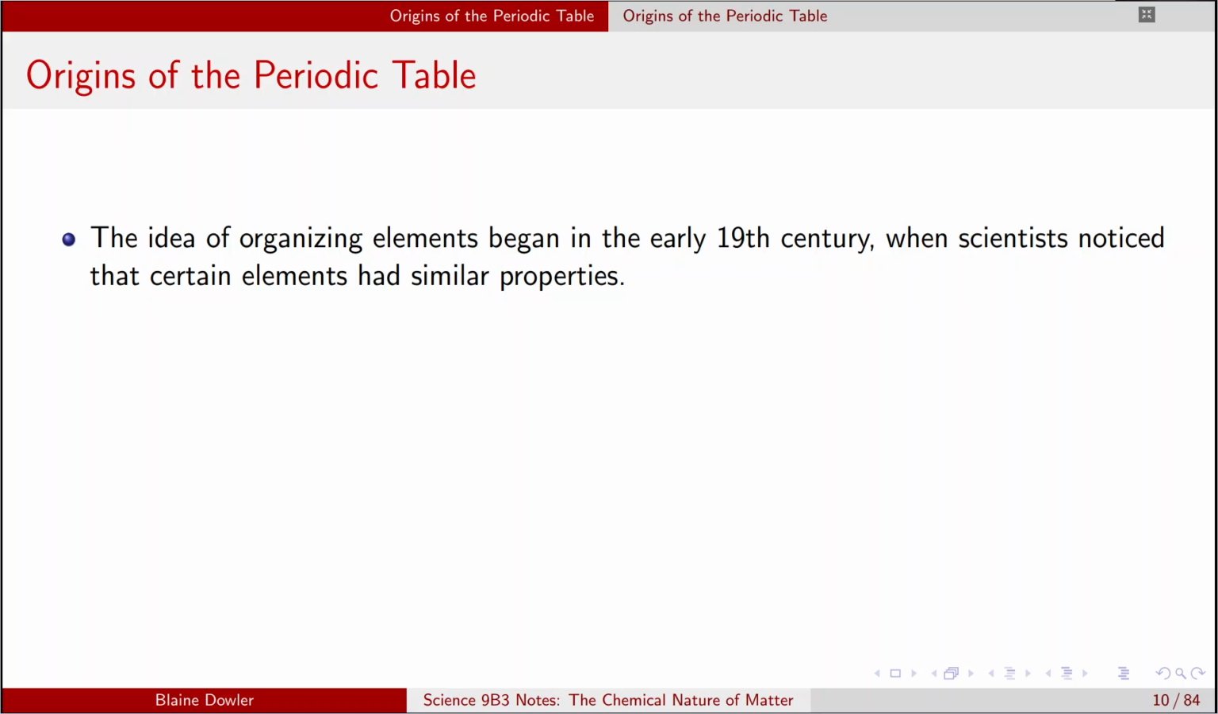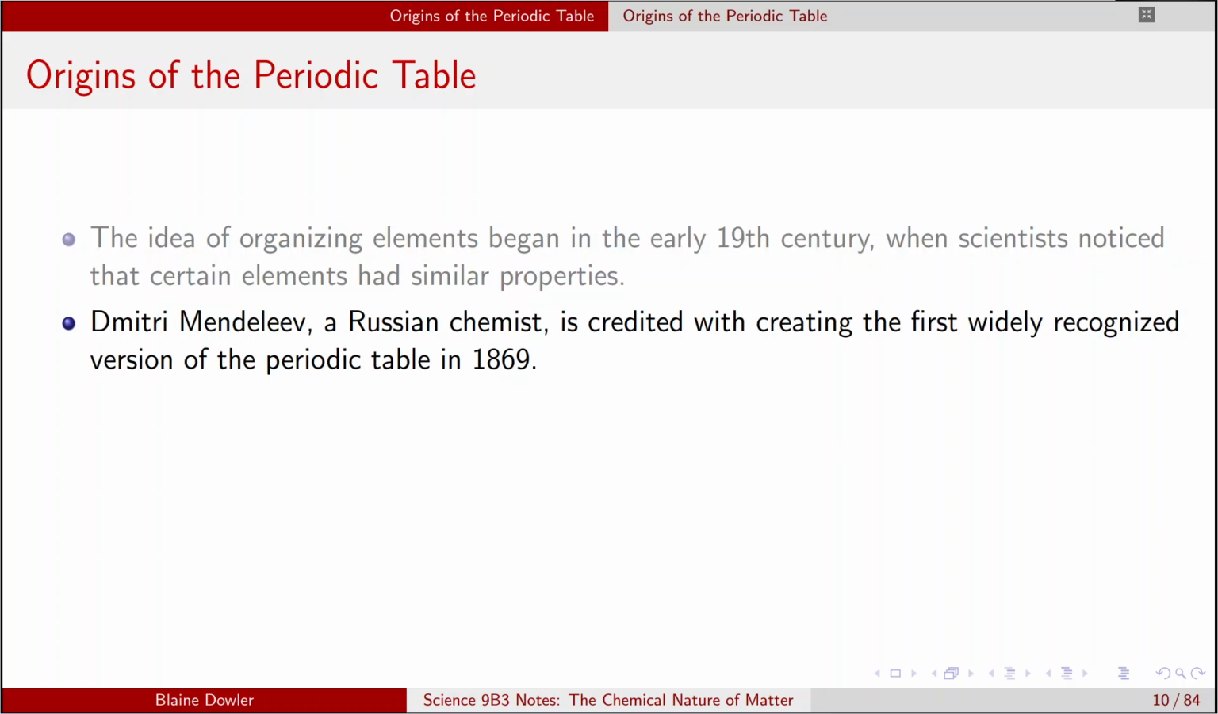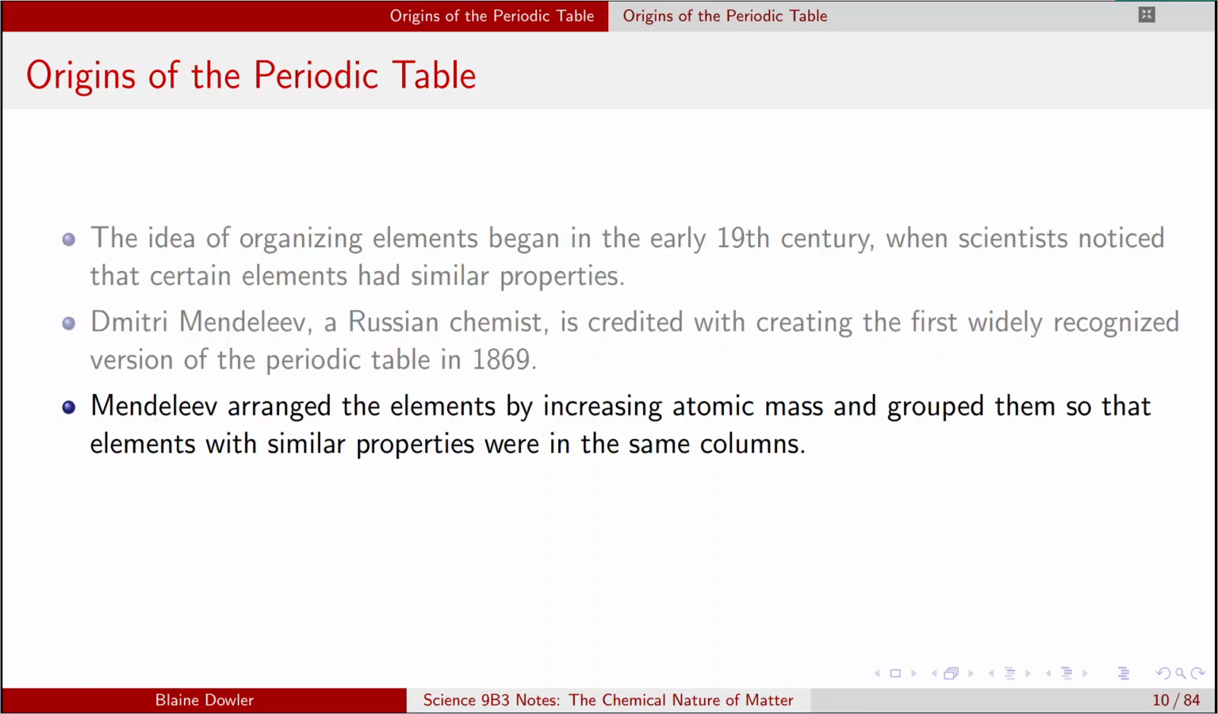Origins of the periodic table. The idea of organizing elements began in the early 19th century when scientists noticed that certain elements had similar properties. Dmitry Mendeleev, a Russian chemist, is credited with creating the first widely recognized version of the periodic table in 1869. Mendeleev arranged the elements by increasing atomic mass and grouped them so that elements with similar properties were in the same columns.